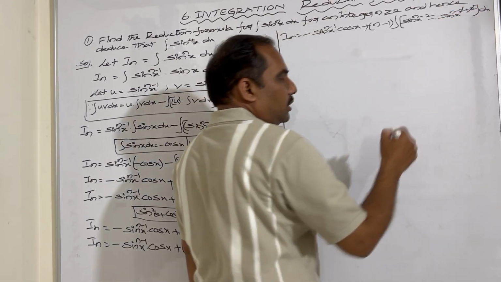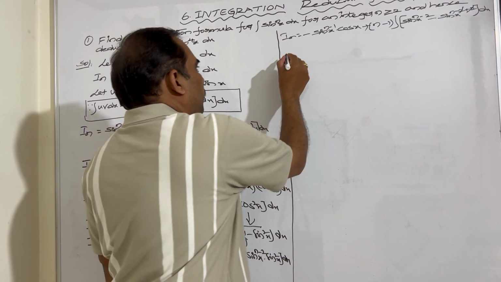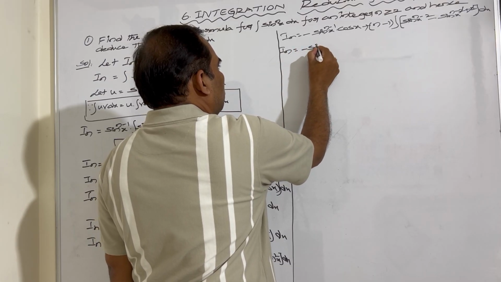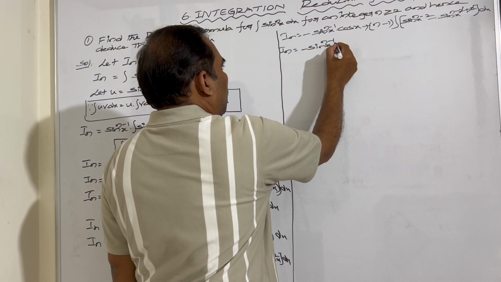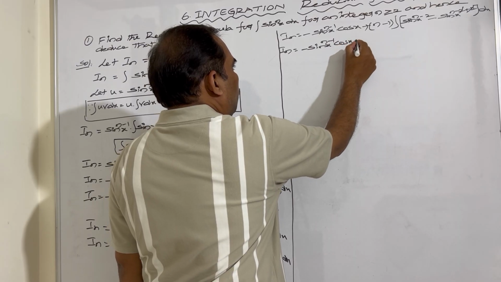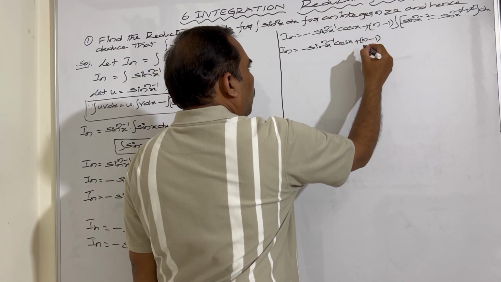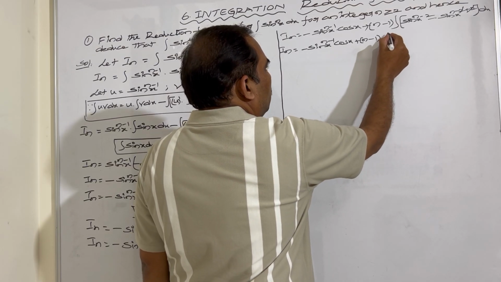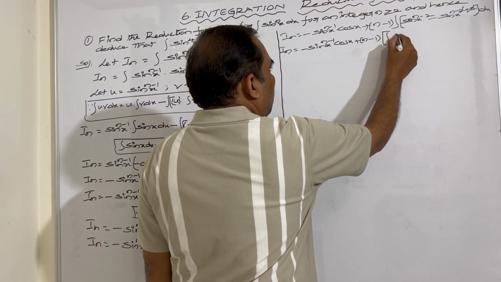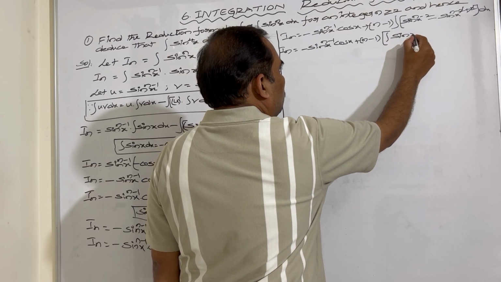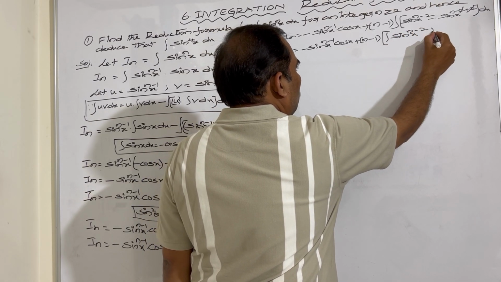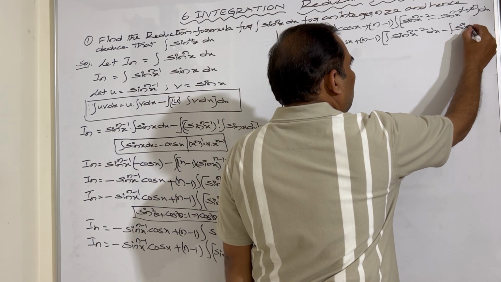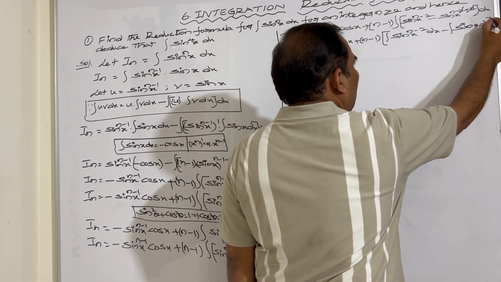So here plus 2 minus 2 gets cancelled. So we have here I_n is equal to minus sin x power n minus 1 into cos x, and plus n minus 1 into here. So integral, if you give for both the functions, then it becomes integral sin x power n minus 2 dx, and minus integral sin x dx, minus integral sin x dx.